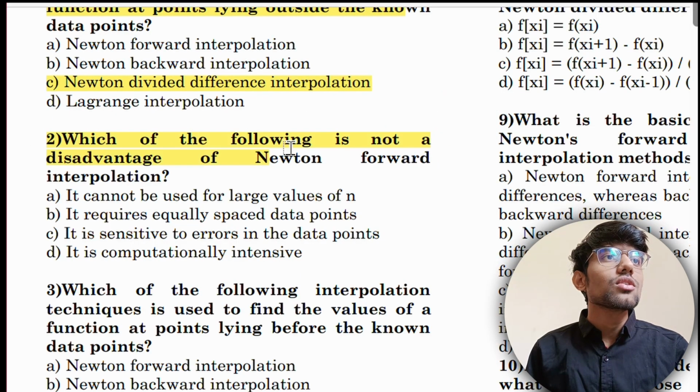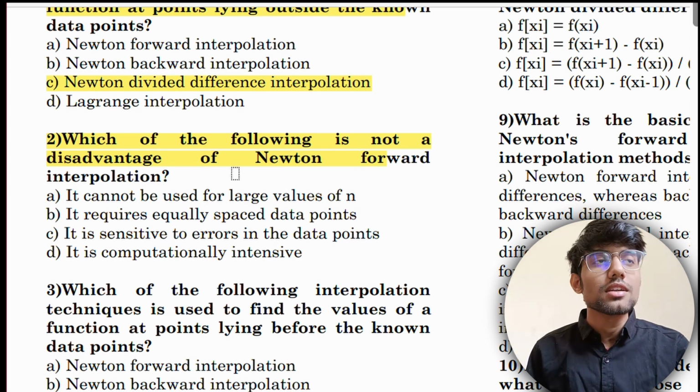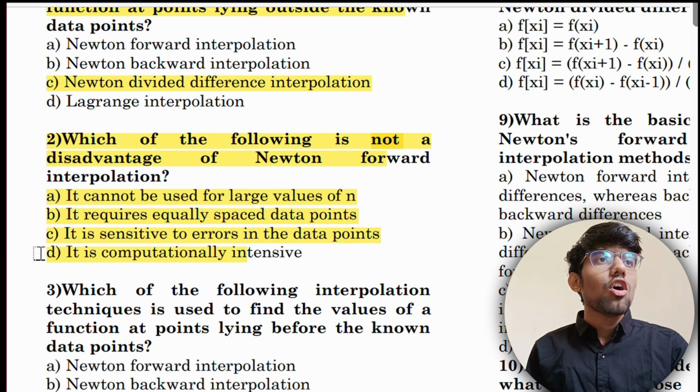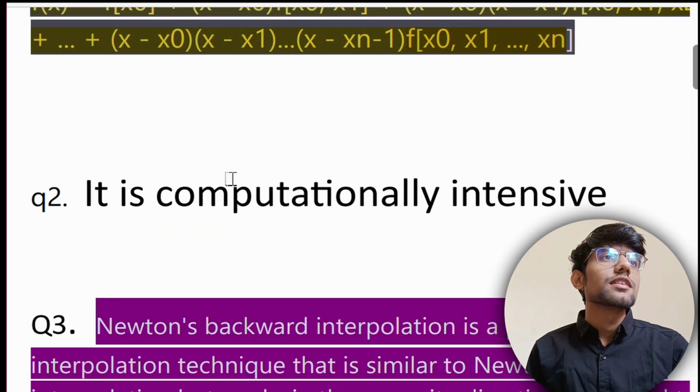Now the second question is: which of the following is not a disadvantage of Newton's forward interpolation? It says which of the following is not a disadvantage, meaning here we have to find the advantage of Newton's forward interpolation. Okay, so here the option will be D, that is it is computationally intensive.